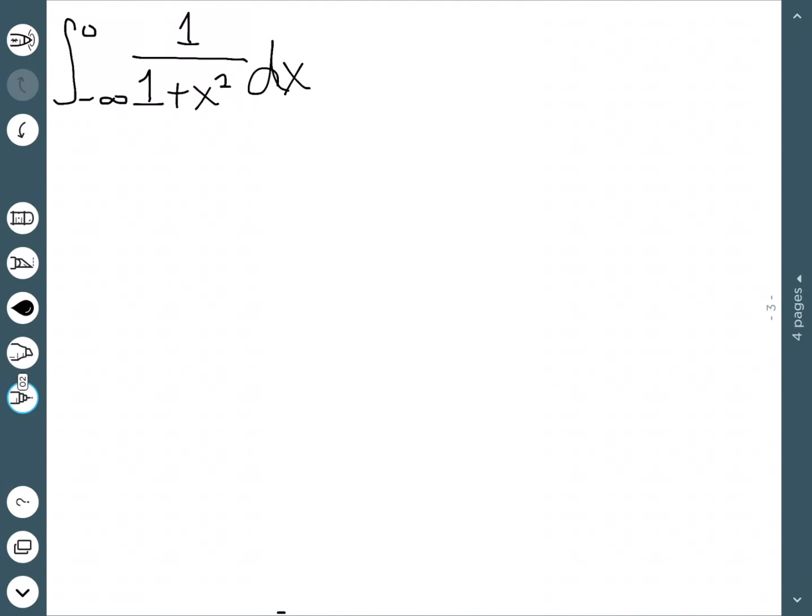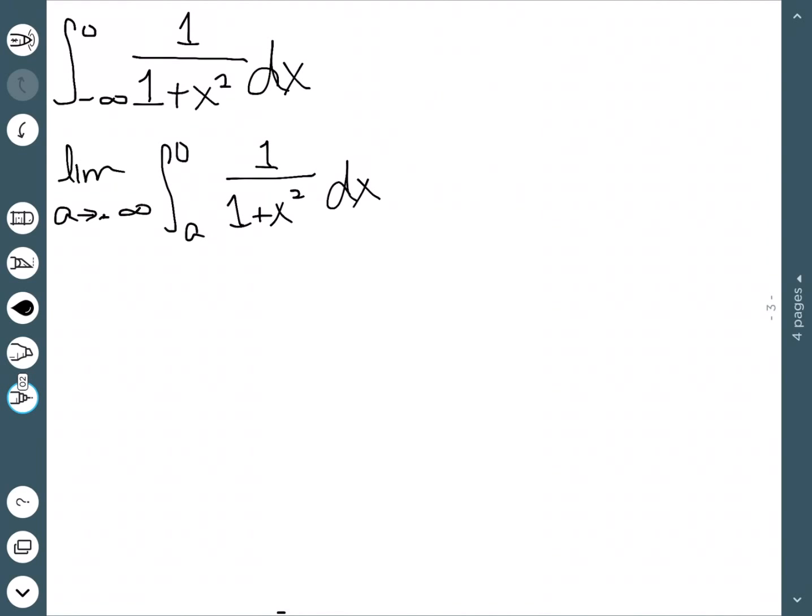This time, I have the integral from negative infinity to 0 of 1 over 1 plus x squared dx. We now need to take the limit as a goes to negative infinity of the integral from a to 0 of 1 over 1 plus x squared dx. So we have the limit as a goes to negative infinity of, well, if you remember your derivatives, this integral gives us arctan. The derivative of arctan is 1 over 1 plus x squared, between a and 0.